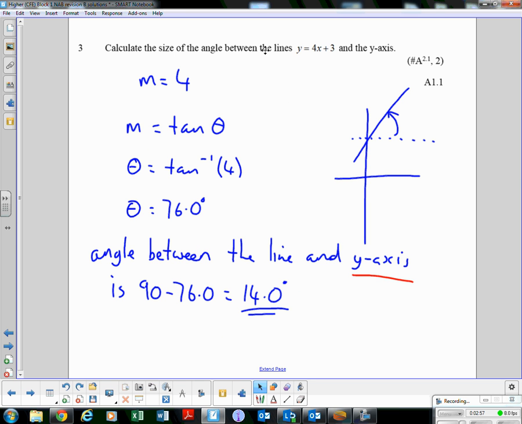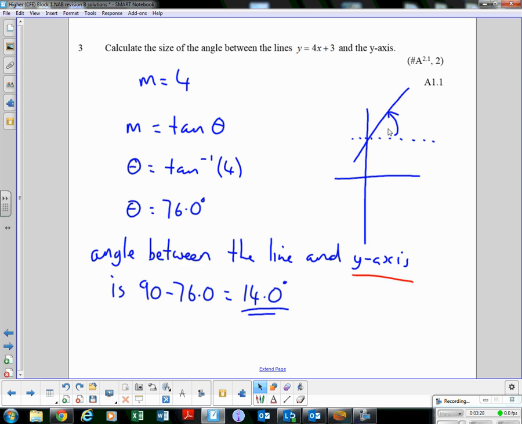Calculate the size of the angle between the line y equals 4x plus 3 and the y-axis. When we do m equals tan theta, we find the angle between the x-axis and the line. So if I extended the line down here, this angle, where I've put the dotted line in, would be the same as this angle here between the x-axis and the line. So as the gradient 4 is equal to tan theta, theta will be tan to the negative 1 of 4, inverse tangent of 4, which is 76 degrees.